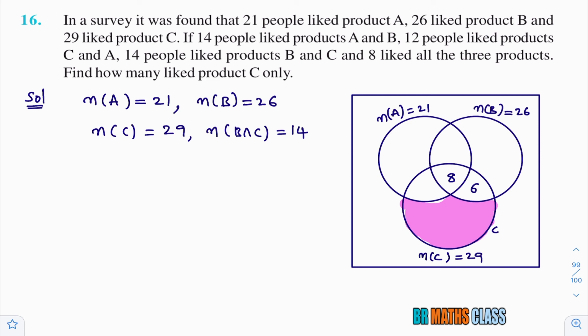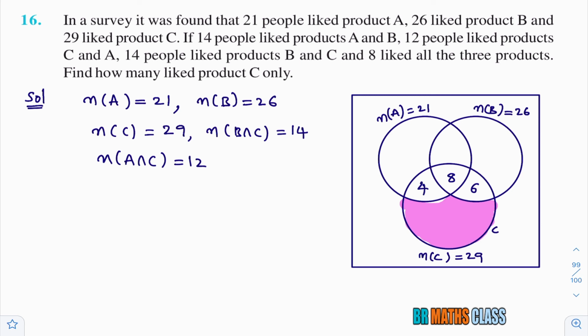Now I need to calculate this one. What is this full part actually? This is the number of people who like product A and C. Where are the people who like product A and C? You look here. 12 people liked product A and C. N of A intersection C equal to 12. Where is A intersection C? This is A intersection C. This A intersection C is 12. Actually, we have 8 here, so this will be 4. Okay, so this is 4. 8 plus 4 is 12.